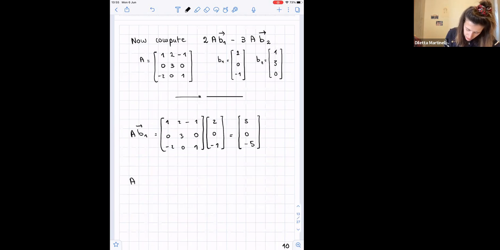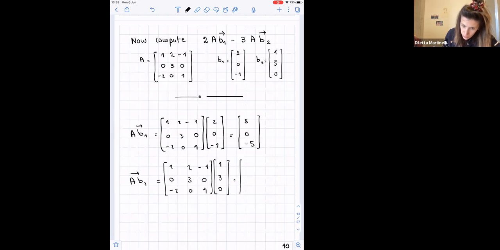And what about AB2? Still the same matrix, 1, 2, minus 1, 0, 3, 0, minus 2, 0, 1, applied to 1, 3, 0. What vector do we obtain? 7, 9, minus 2, great.